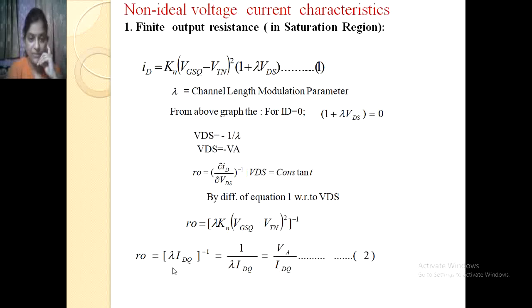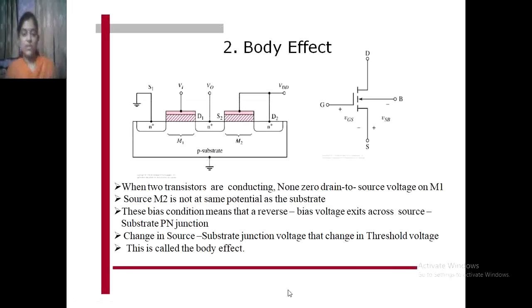It is clear how we have calculated it: we have taken the behavior of the ID current in the saturation region, then we have differentiated it. The output resistance is nothing but the slope, the change in ID with respect to the change in VDS, and that gives R0, that is VA divided by ID. So let us see the next non-ideal characteristic, that is the body effect.